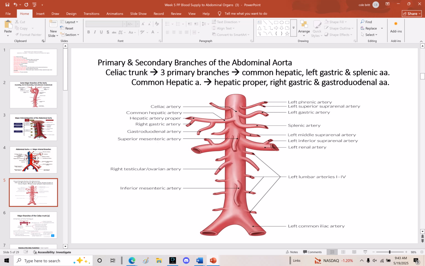Yeah. You said the splenic artery branches into the pancreatic artery. The pancreatic artery is not covered. Yeah.